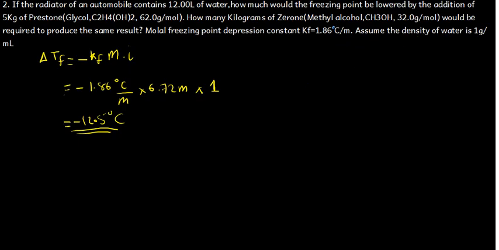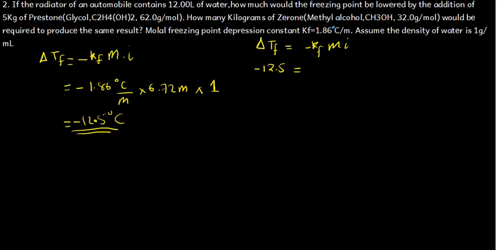Now the next question: how many kilograms of xenon having this molar mass would be required to produce the same result? What result? Producing this same change which we have here. So we are saying the change in freezing point is equal to negative Kf m i. Now we are getting xenon and dissolving it in water. So the change is simply the same, negative 12.5. That is the change that we want to see.